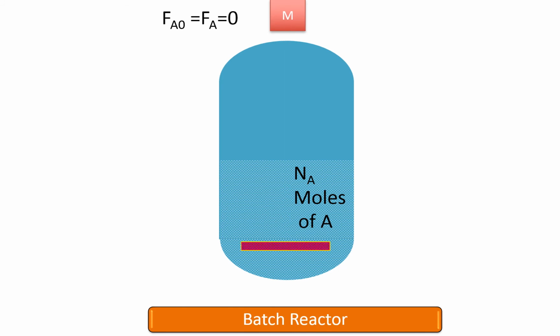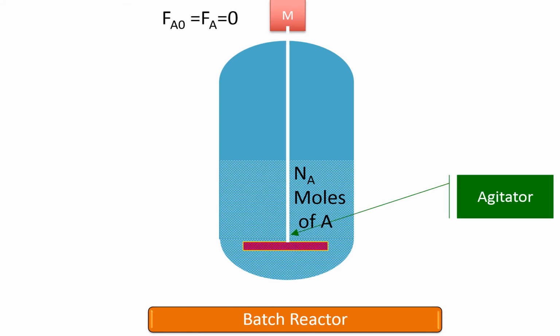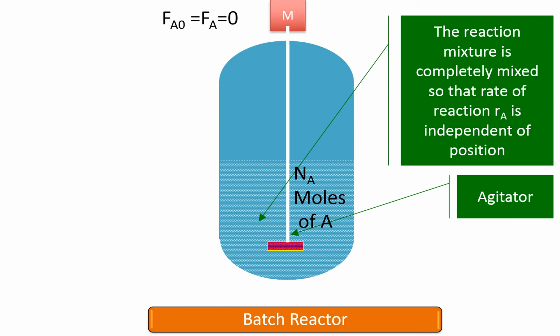This figure illustrates a batch reactor. The reactants are initially added to the reactor vessel and are well mixed. The reaction is allowed to proceed for a certain period of time. After that, the contents are discharged.